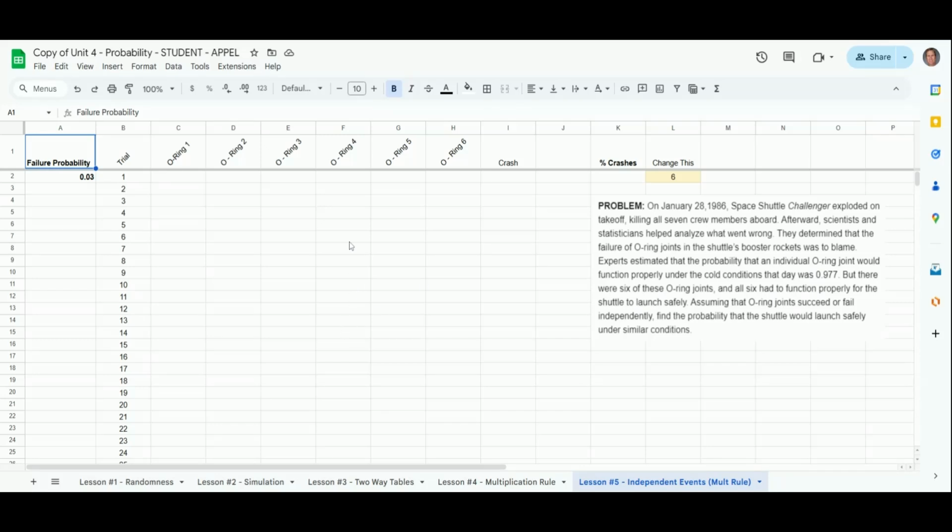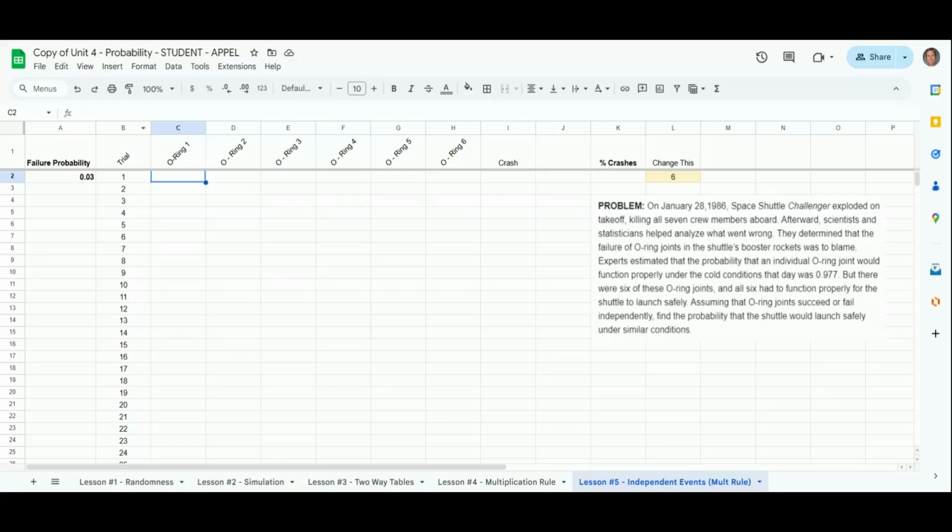And so to start with, we have our failure probability of 0.03, which is related to this value here of 97.7% chance of not failing. So we've rounded it to 3%. What we want to do in our values here is figure out what is the probability of the O-ring, first one, second one, third one, all of those failing.